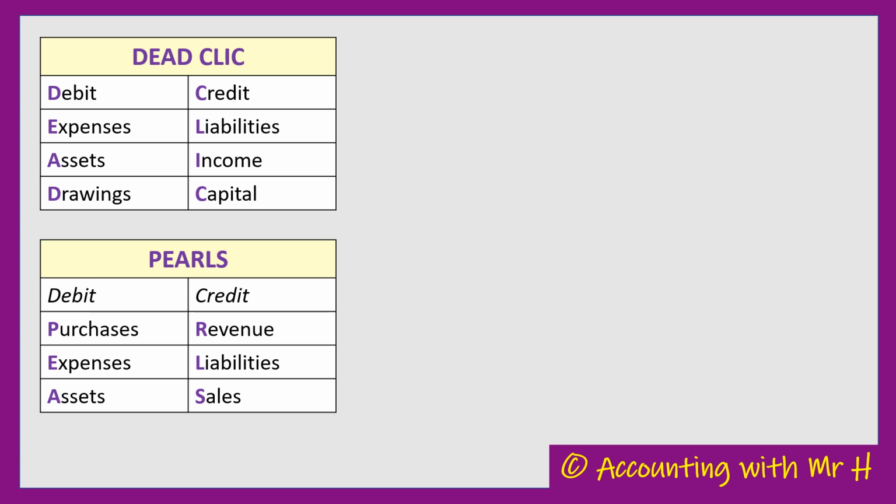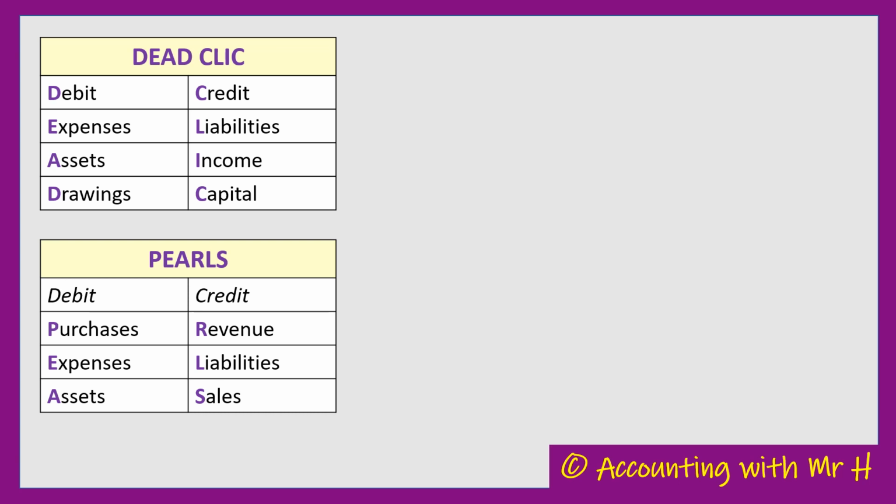The two techniques then that we're going to be looking at in this video are DEAD CLIC and pearls, and these are really just acronyms, little aide-mémoires to help you identify which side of a T account, a ledger account, you need to enter an item. DEAD CLIC and pearls are both similar. You can see on the left hand side how they work.